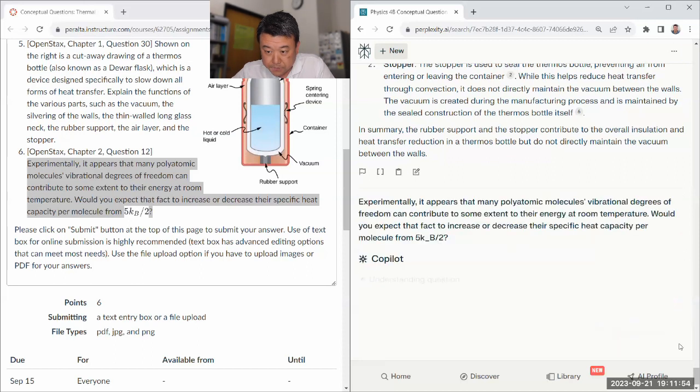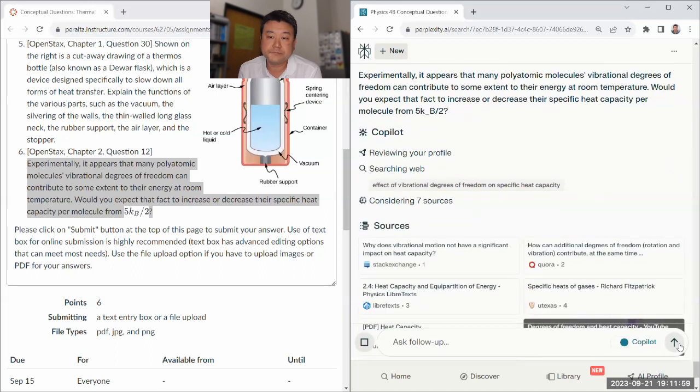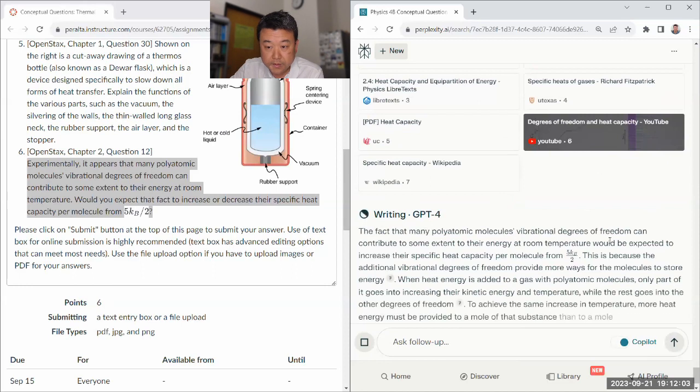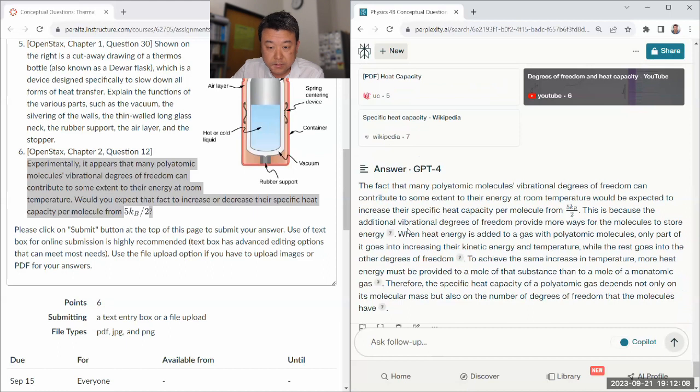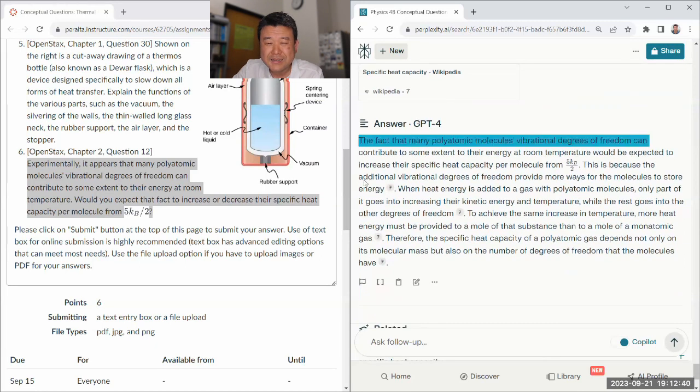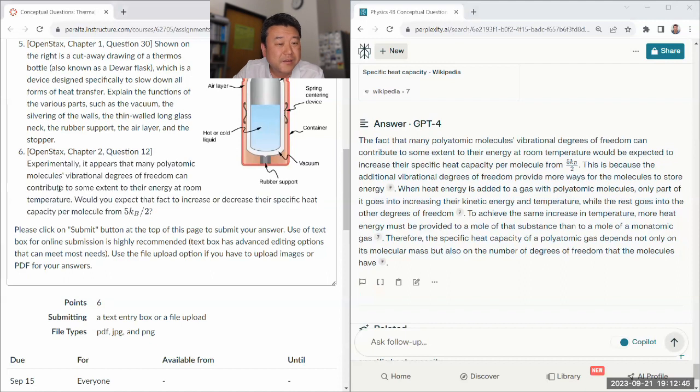Okay, I have the question. Let me ask. Kinetic energy is temperature, kind of, while the rest goes to the other degrees of freedom, right? Vibrational and rotational. So the rotational degree of freedom is already accounted for here. The reason this is not 7/2 kB is because the vibrational degree has been frozen out at normal room temperature. I guess it's correct enough. It's a little bit lengthy, but then, does it increase or decrease the specific heat capacity? Did it answer that? Increase the specific heat capacity. All right, so it answered the question. There's some explanation that's kind of wordy, but I think it's fine.